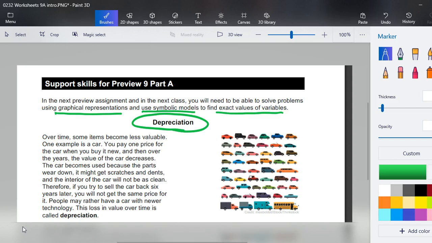Over time, some items become less valuable, and one example is a car. You pay one price for a car when you buy it new, and then over the years, the value of the car decreases. The car becomes used because the parts wear down. It might get scratched and dented, and the interior of the car is not going to be as clean. And so when you try to sell the car back 6 years later, you're not going to get the same price. People may rather have a car with newer technology, and then the loss in value over time is depreciation.